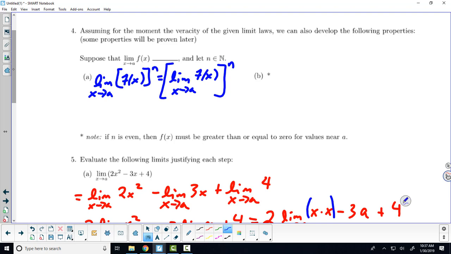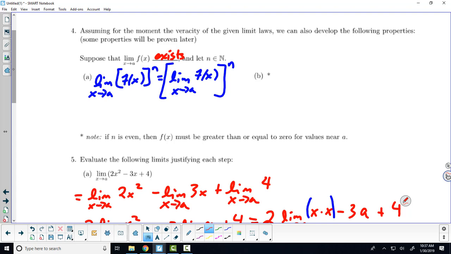By the way, the blank here is: suppose that the limit exists. All of these properties that we're giving assume that the limit exists. If the underlying limit doesn't exist, then you cannot apply this property. So you might start by passing the limit through here and then find out that this limit does not exist, but that means that your previous step was an illegal step. We'll talk more about that as we go along.